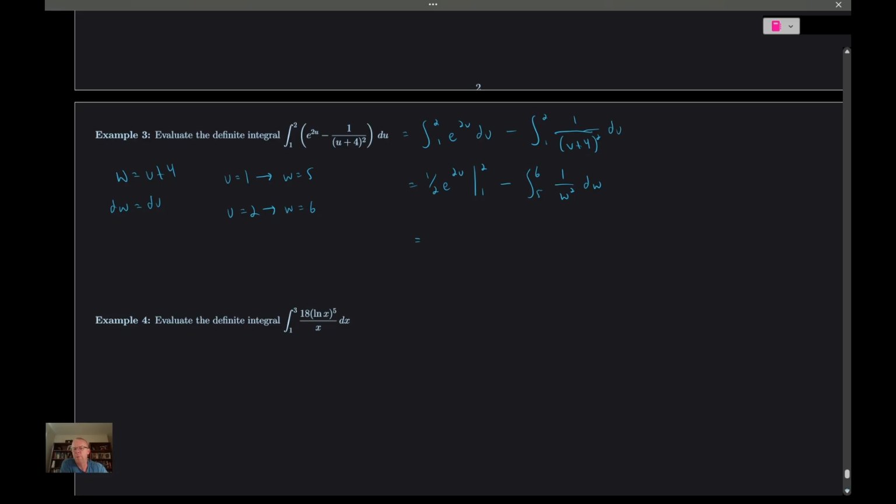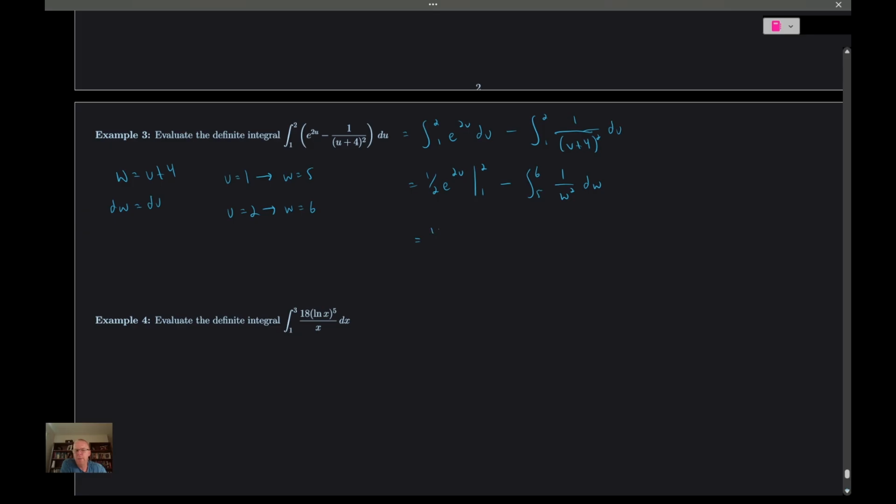So very simple substitution, but it's pretty important to learn this trick of changing the limits. If you take the Calculus 2 course, you'll probably be doing this at some point. All right, so let's evaluate this.